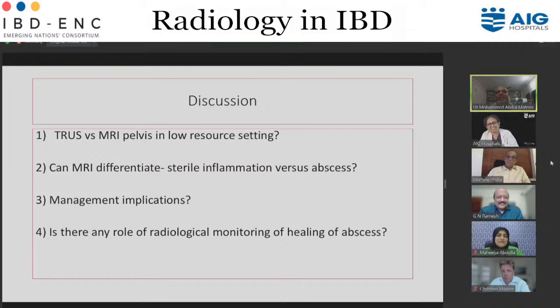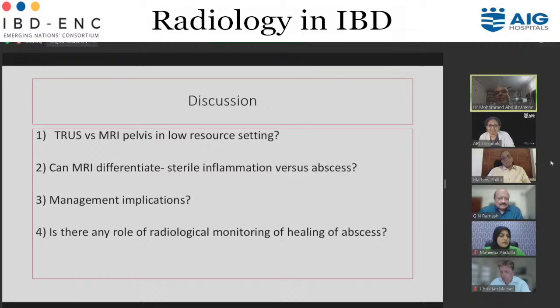Transperineal and transrectal ultrasound is definitely helpful. Since it is a very high level of fistula and abscess formation, there may be little difficulty in transperineal, but transrectal definitely helps. If the patient is having severe pain, if she is not allowing transrectal ultrasound, then probably MRI may be preferable.